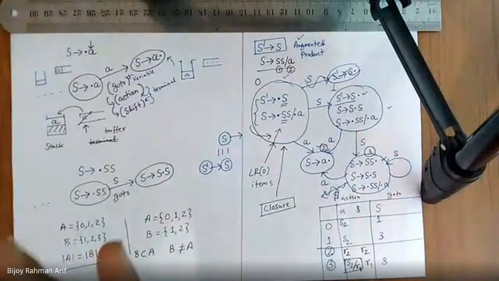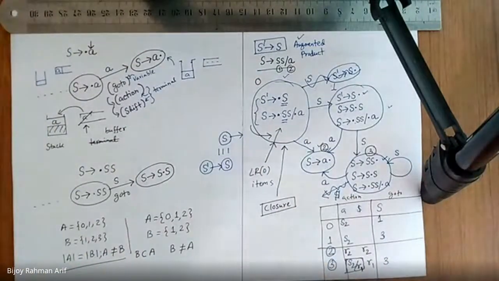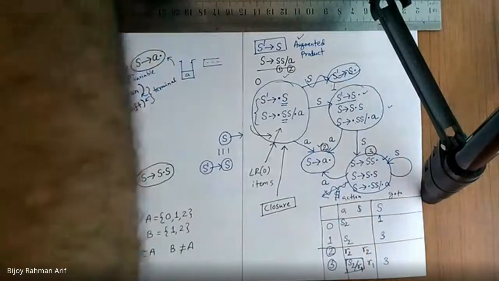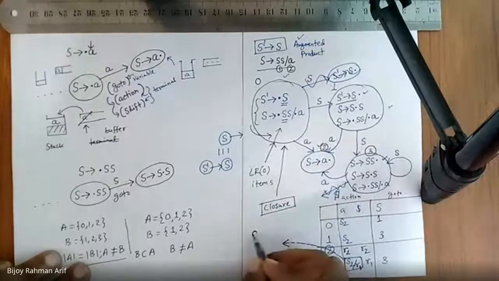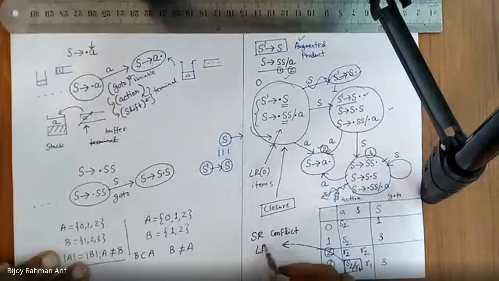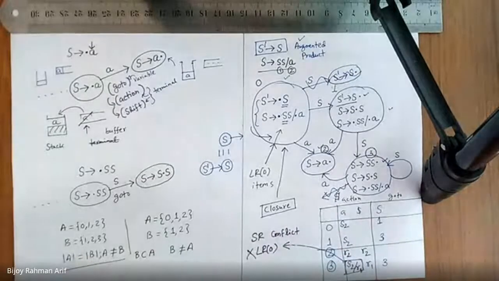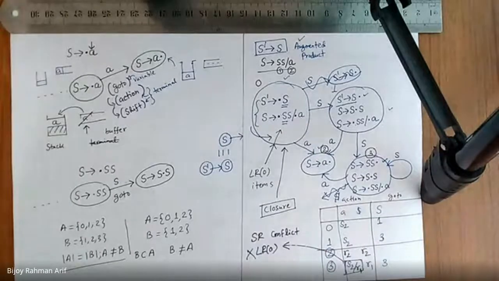Sir, if the follow is dollar, then we will reduce. Okay, so that means LR0 is not perfect. According to the LR0 algorithm, the algorithm I have written just before, we cannot parse it, and this is called SR conflict, shift reduce conflict. This grammar is not LR0. You cannot parse using LR0.